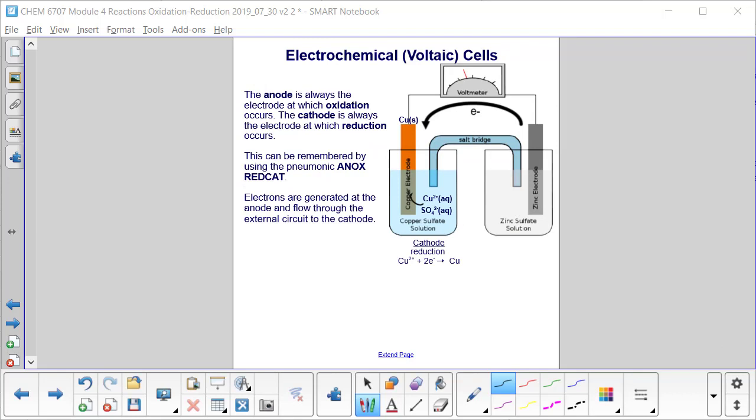The anode is always the electrode at which oxidation occurs. The cathode is always the electrode at which reduction occurs. So we can see that here. Electrons are flowing, and so reduction occurs here where the electrons are transferred to there. So the gain of electrons happens here, which is reduction. This can be remembered by using the mnemonic AN OX RED CAT, where anode is oxidation, reduction is cathode. Electrons are generated at the anode and flow through the external circuit to the cathode, as demonstrated by this arrow here.